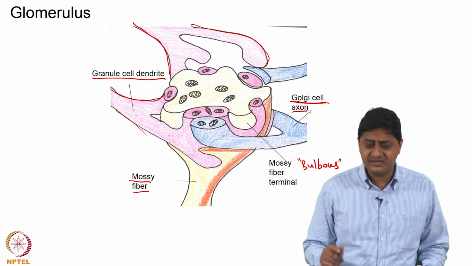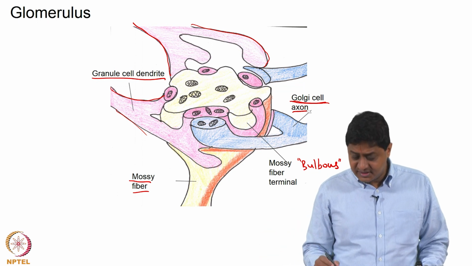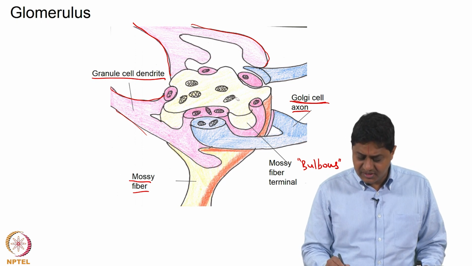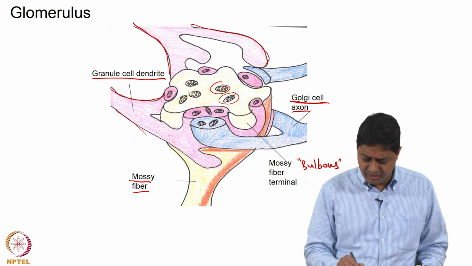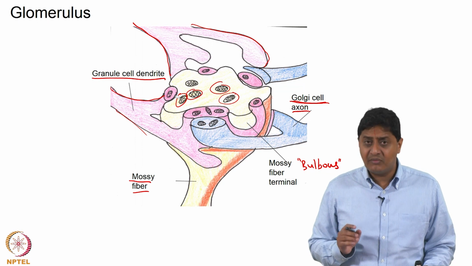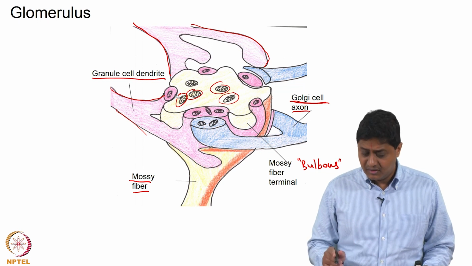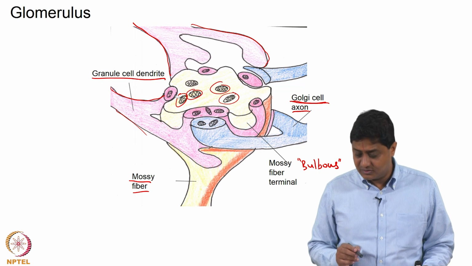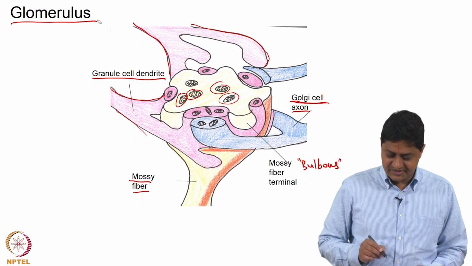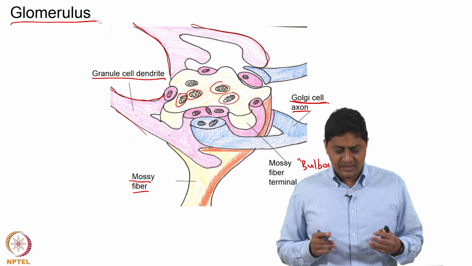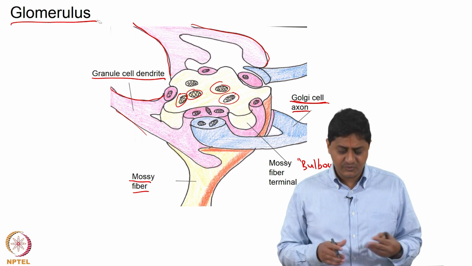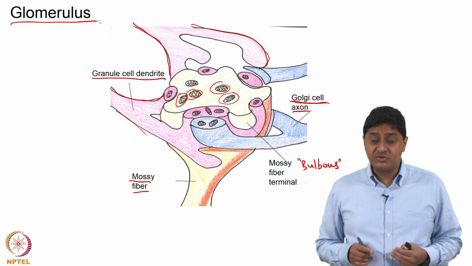What is the function of this Golgi cell? We will see in the next class. So, these Golgi cells also are innervated by the mossy fibers. Note the large number of mitochondria here, which suggests very high metabolic activity of this mossy fiber, granule cell, Golgi cell connection area, what is called a glomerulus. So, there must be a high metabolic activity happening at the glomerulus, that is probably the reason why there is a great distribution of mitochondria in this region.